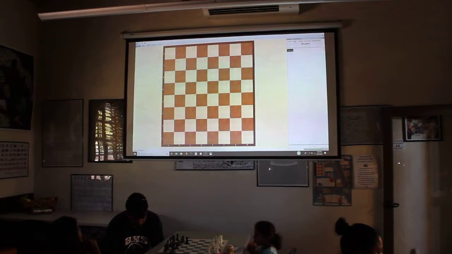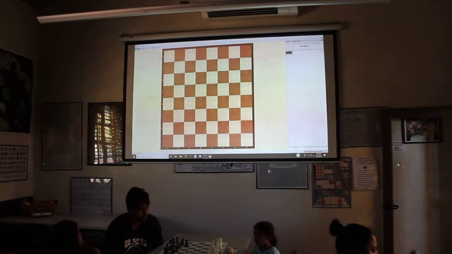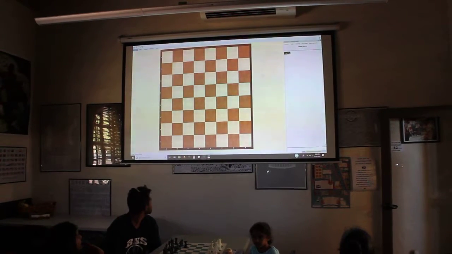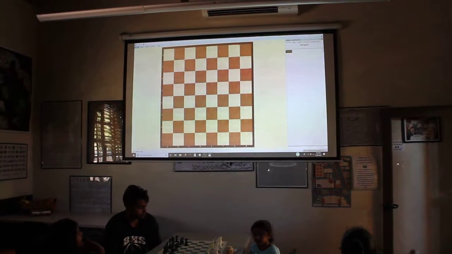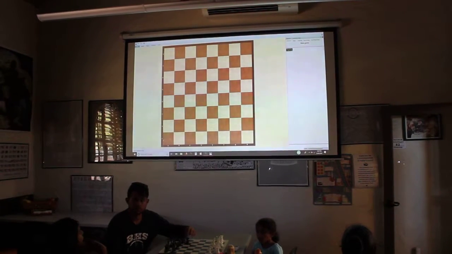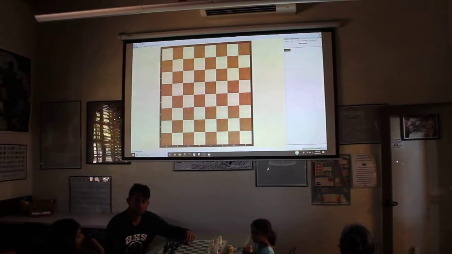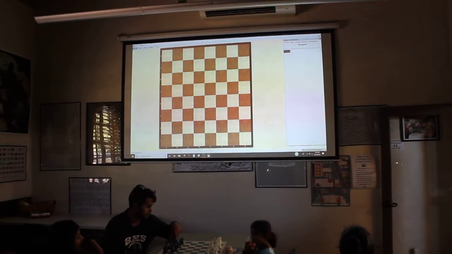There are also, in chess slang, diagonals, which are just straight lines from one edge of the board to another edge of the board. So from this square to this square, it would be a diagonal, or maybe even from this square to this square.